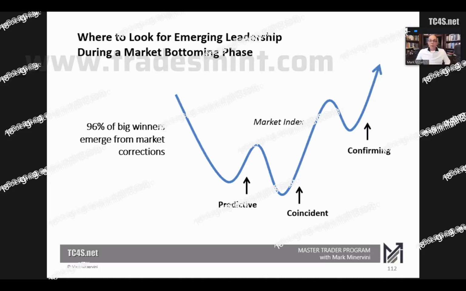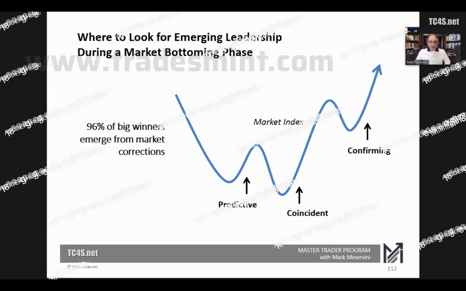And this is where I missed these early in my career. I was constantly missing the leaders because I was waiting for the confirmation from the market. By the time the market got in an uptrend and it was so obvious that the market had bottomed, the leading stocks were long gone, and I was always buying laggards.